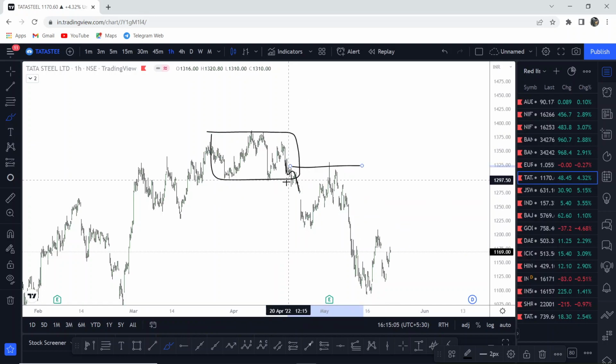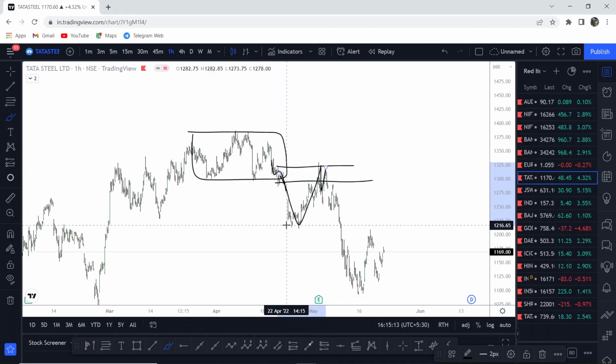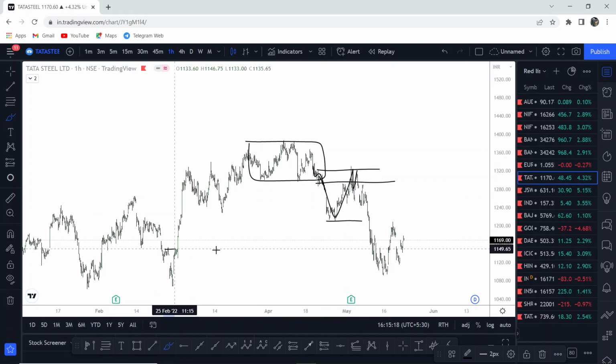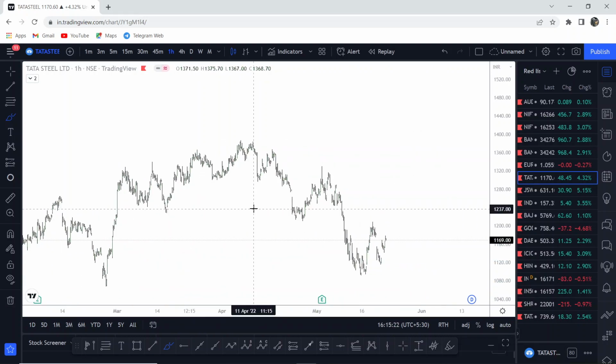So this is the supply zone that I will mark, and just see how nicely the price comes here. This is where you need to understand that, okay, I need to start looking for short trades. What's going to be your target? Probably this liquidity or the next demand zone. This is what you need to follow on your charts.